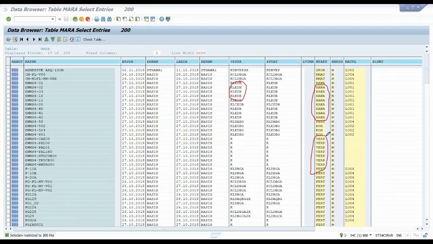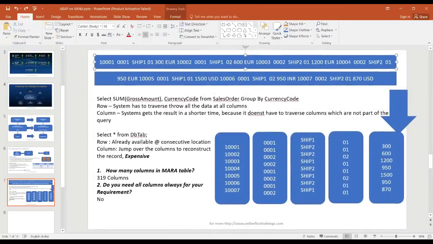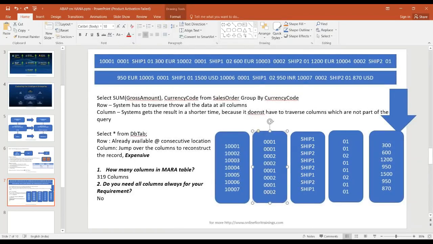They are non-unique values. You see, FERT. It's almost every material. It's repeating. See here, MBrush. Everywhere it is the same value. There are lots of repeating sets of values. In case of row store, guys, try to listen carefully. In case of row store, no matter what, you have to store that value. But in case of column store, you can avoid storing this value multiple times. You can just say, hey, 0001, this is a sales organization. It is stored at row number 1.